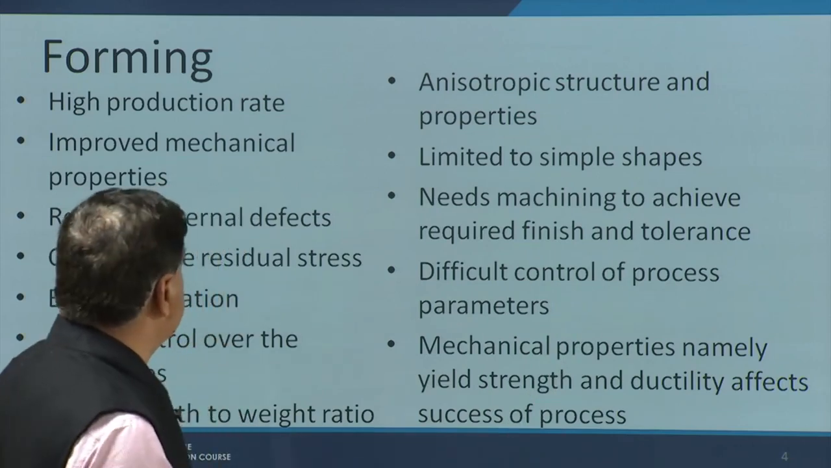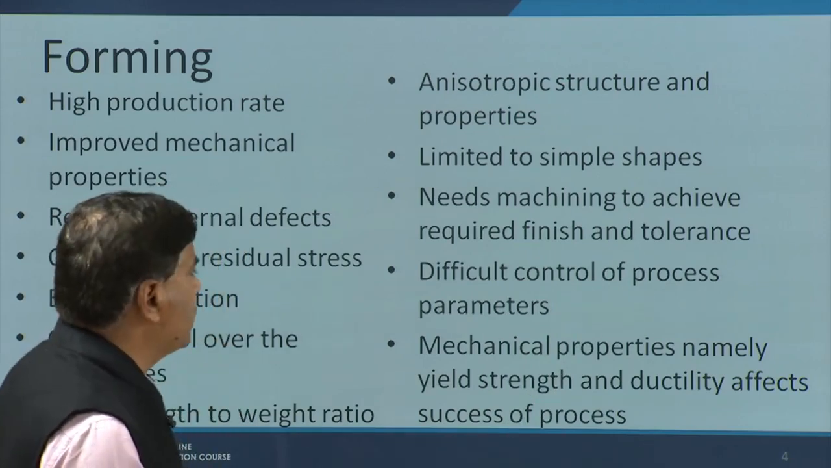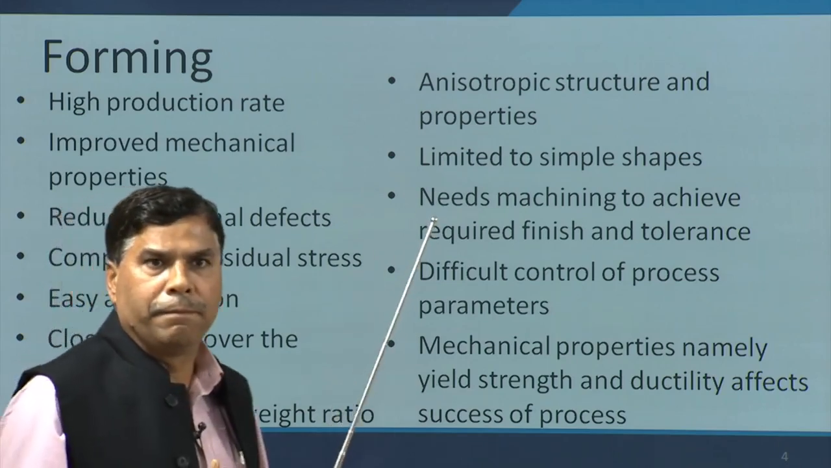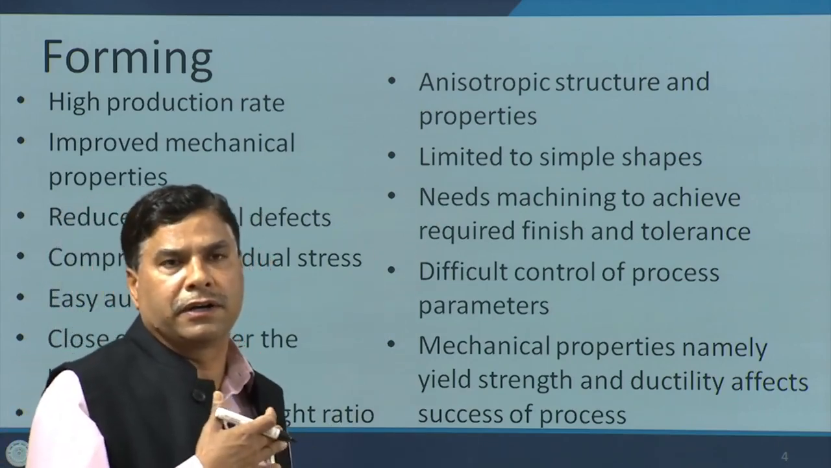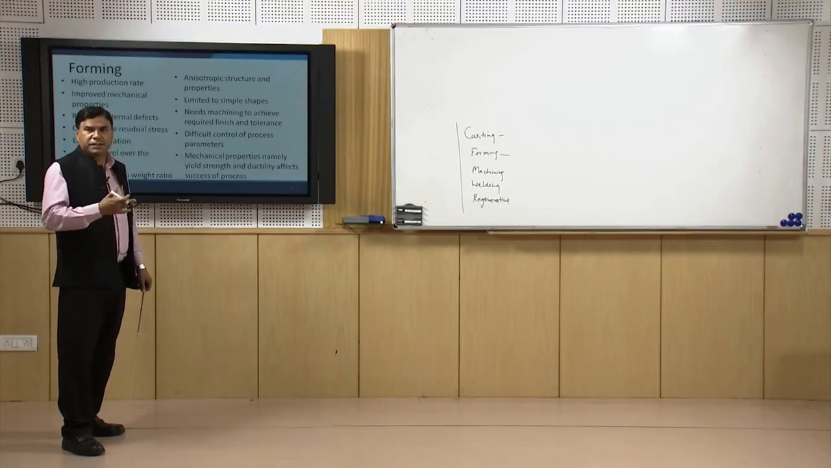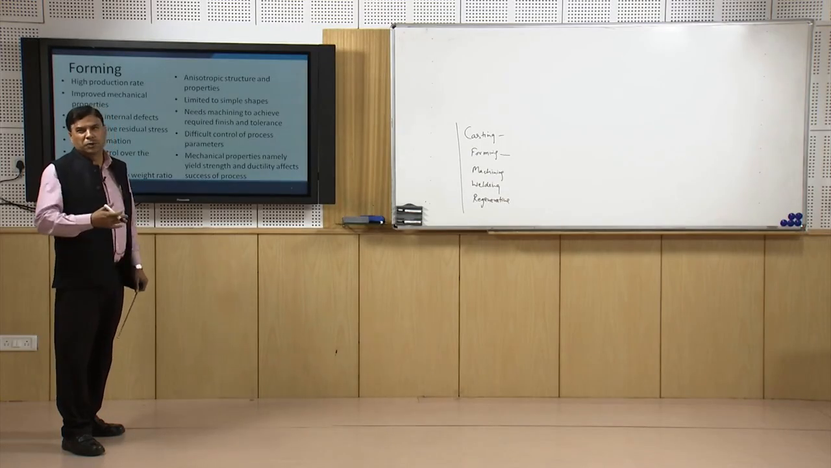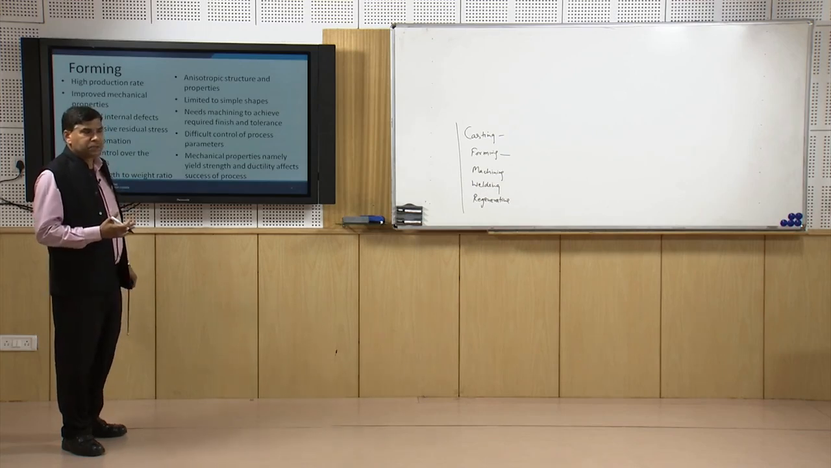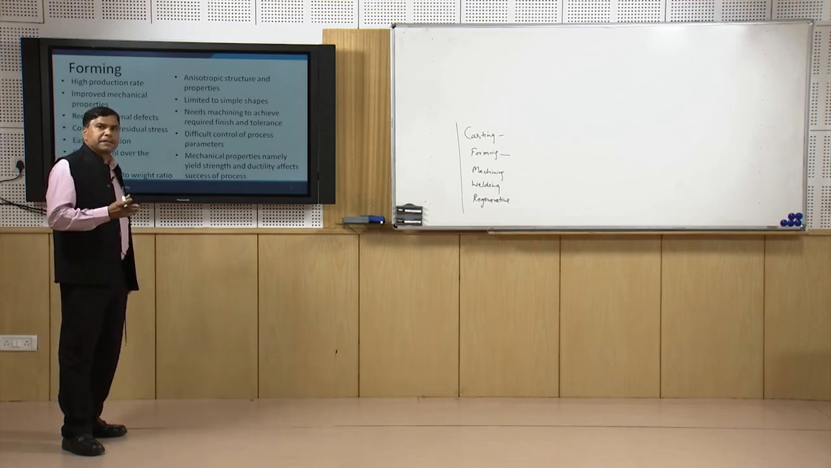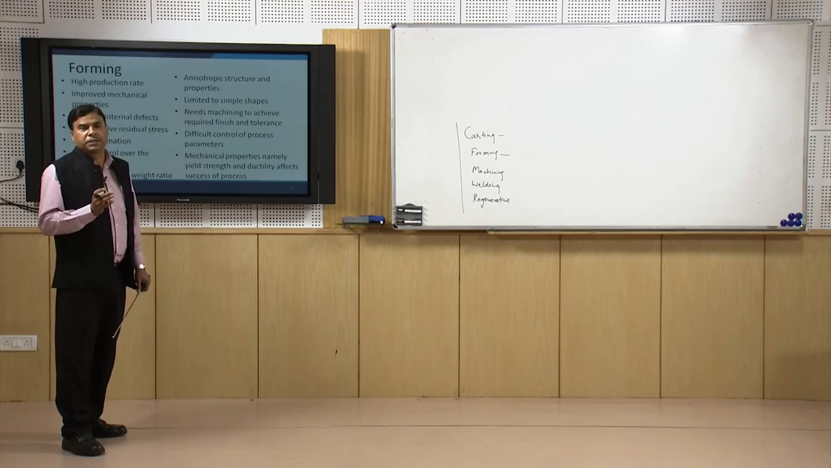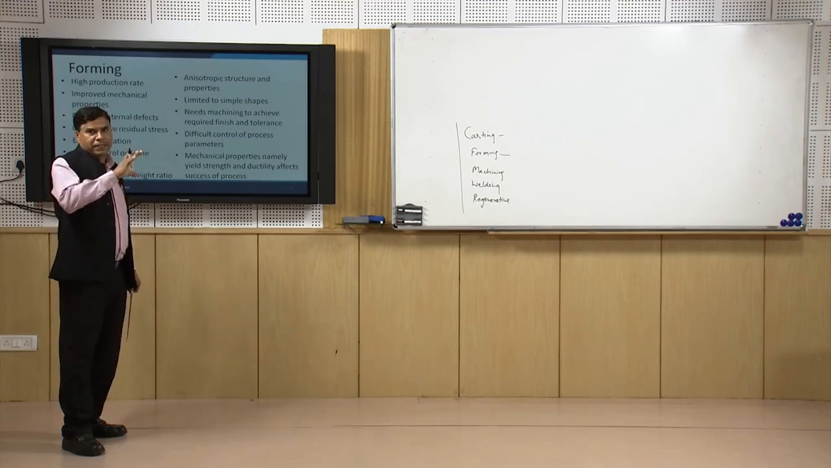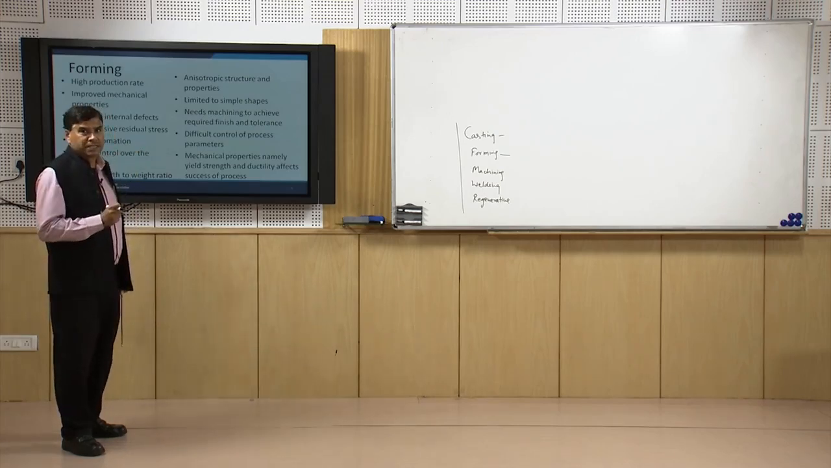and therefore it needs machining to achieve the required finish and tolerance. The finish and tolerance achieved with this process is also not that good, especially when hot forming based processes like hot rolling, hot forging are used. During the processing, material will be expanding at a high temperature, and then when it cools down, the shrinkage takes place.